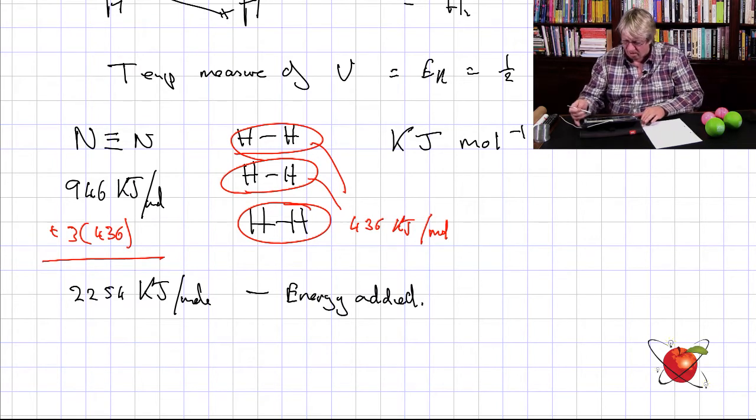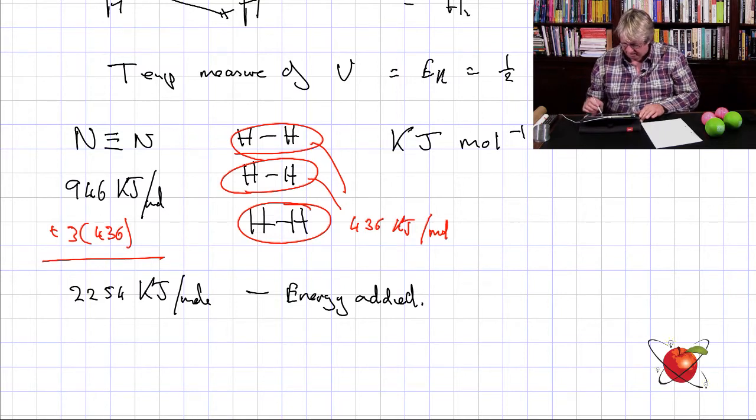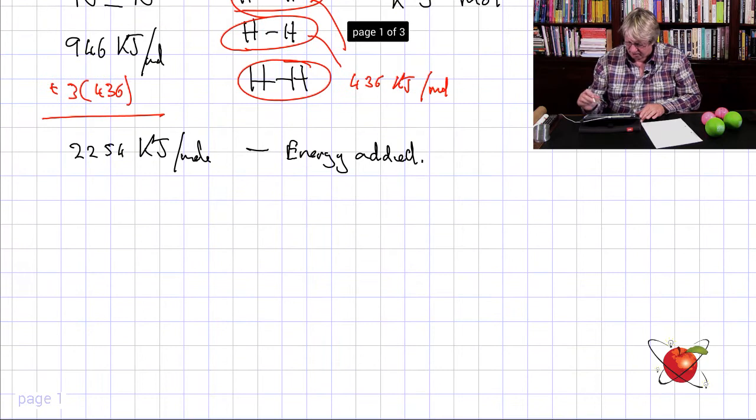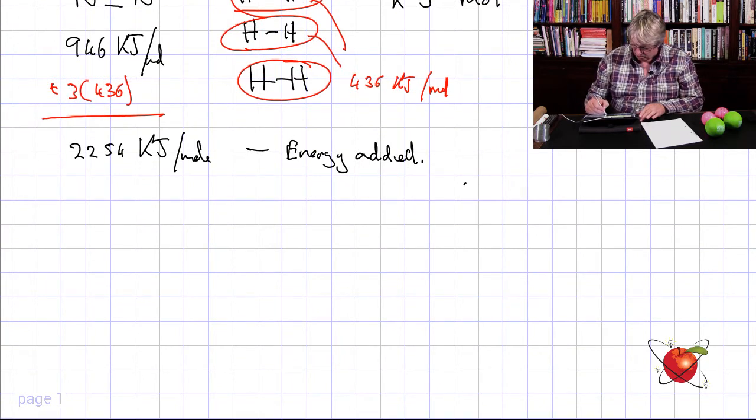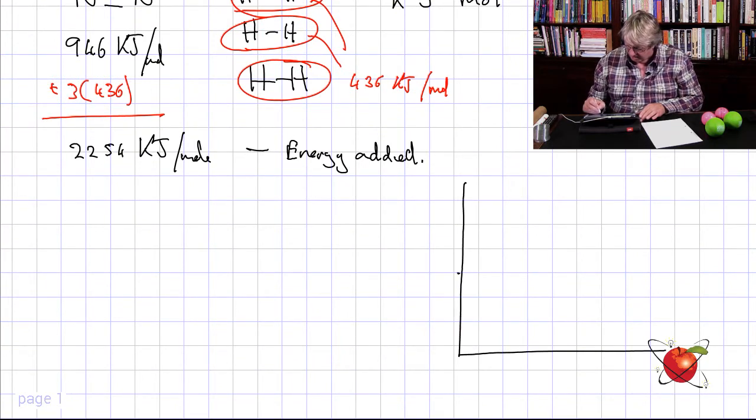Okay, so where are we then? Well, quite simply, we are on our curve. Let's just draw our curve in here. We were there. We've now gone. That is what we've put in. Okay? 2254. So we've raised it from there to there.